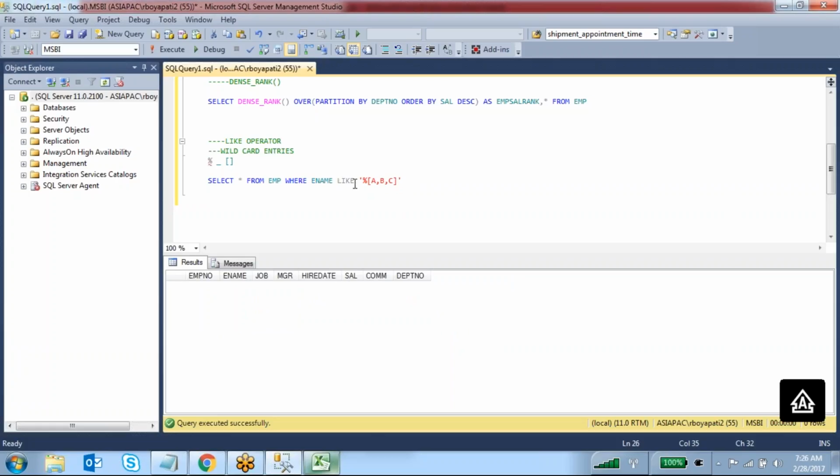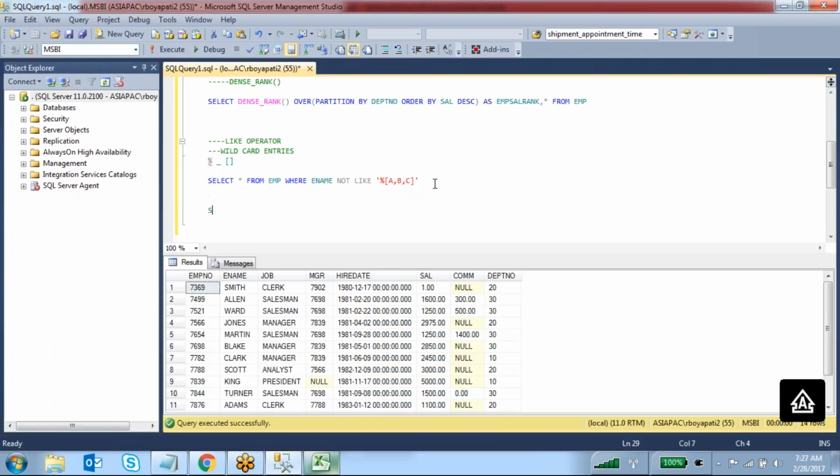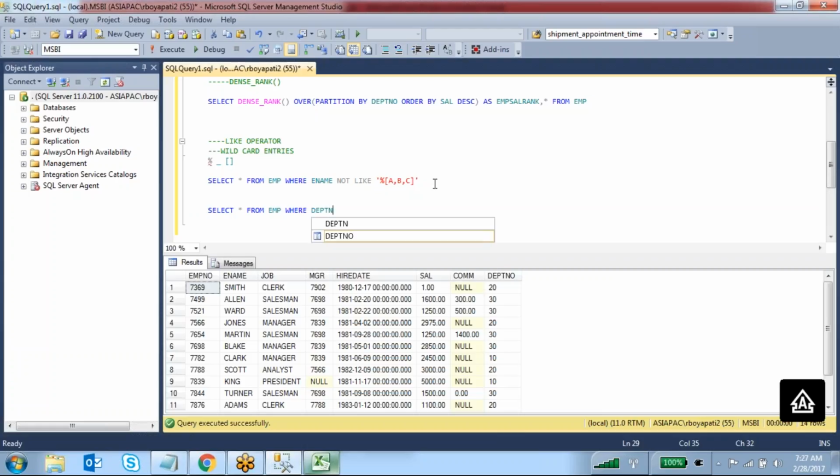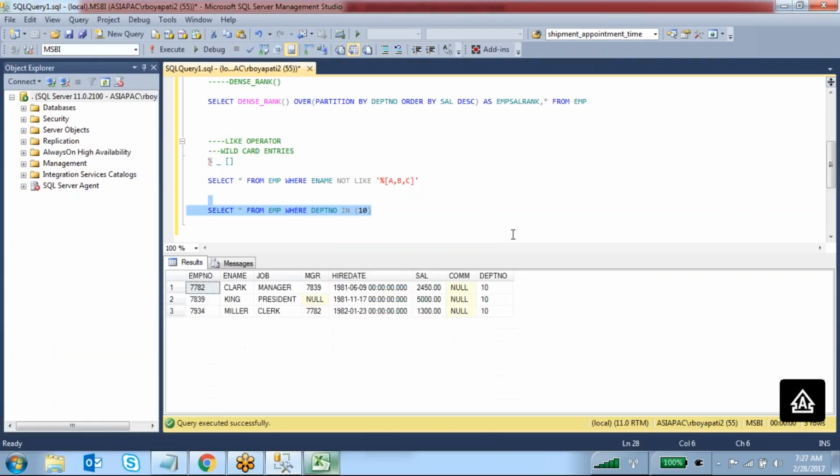Whatever like operator you are putting here, if you put not like, then it will work in reverse. The same way you use select star from EMP where department number in 10. What result will it give? It will give only department number 10's information. If you put not in, it will give other than 10. The same way, whatever result the like operator gives, if you put not, it will give the opposite result. Same like in, not in.